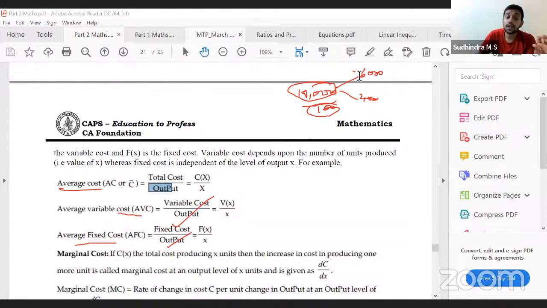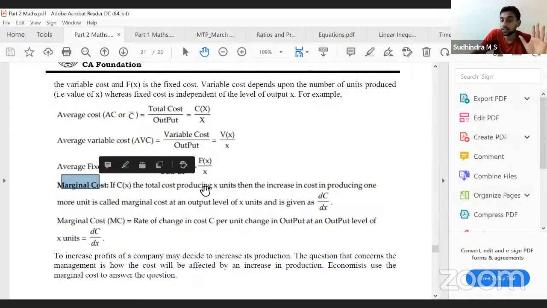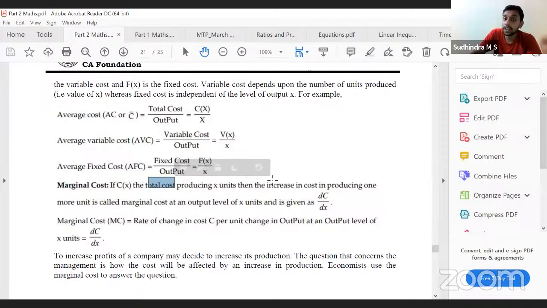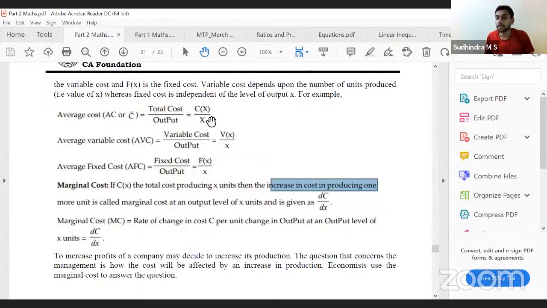Using derivatives, we can calculate the marginal cost. What is marginal cost? If C of x is the total cost of producing x units, the increase in cost in producing one additional unit is called marginal cost. Now, if 10,000 is the total cost for producing 100 units, and to produce 101 units, let's say I have to spend 10,050 rupees.